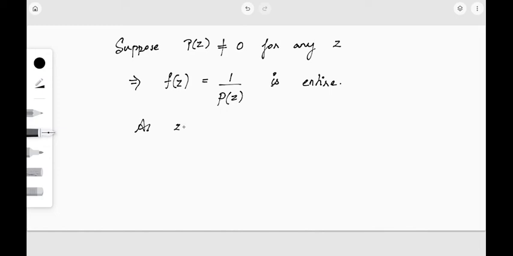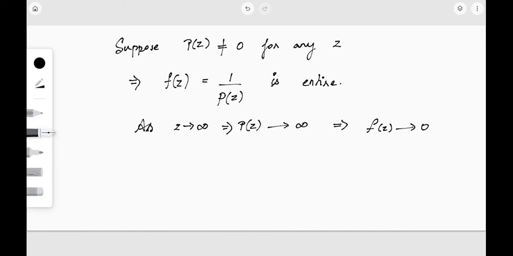Also, as z tends to infinity, p of z is a polynomial, so this will also tend to infinity, and this implies f of z tends to 0, right? If we are given any polynomial, as the variable tends to infinity, the polynomial will also tend to infinity because it will become larger and larger. So as z tends to infinity, p of z tends to infinity, and 1 by infinity is 0. So f of z will tend to 0.